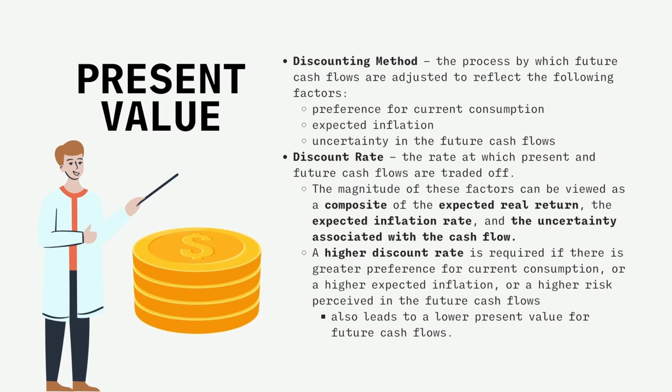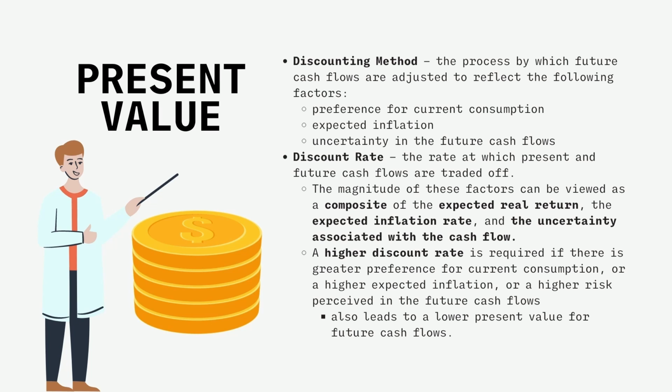Present value. Finding the present value, or PV, of a cash flow or a series of cash flows when compound interest is applied is called discounting. That is the reverse of compounding. It is a process by which future cash flows are adjusted to reflect various factors. Discounting method: the process by which future cash flows are adjusted to reflect the following factors: preference for current consumption, expected inflation, and uncertainty in the future cash flows.